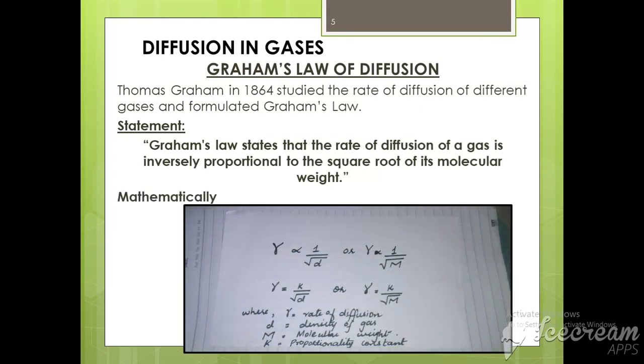Mathematically, you can see in this figure, on the left side, before the equal sign, we have the rate of diffusion, and after the equal sign, on the right side, we have 1 upon under root d or 1 upon under root m. D is the density of the gas and m is the molecular weight. So the rate of diffusion is inversely proportional to the square root of density and molecular weight of the gas.